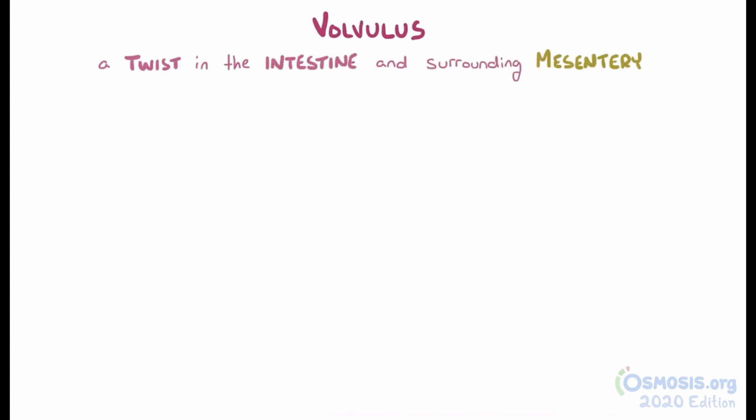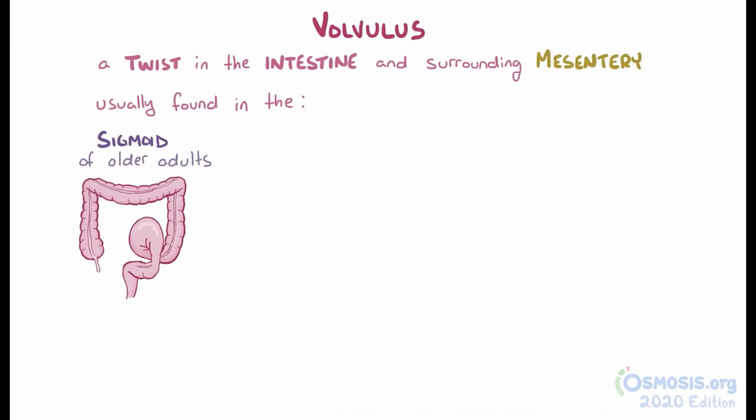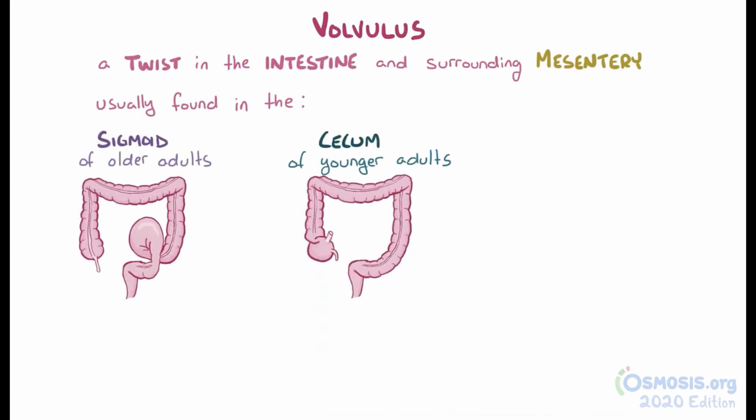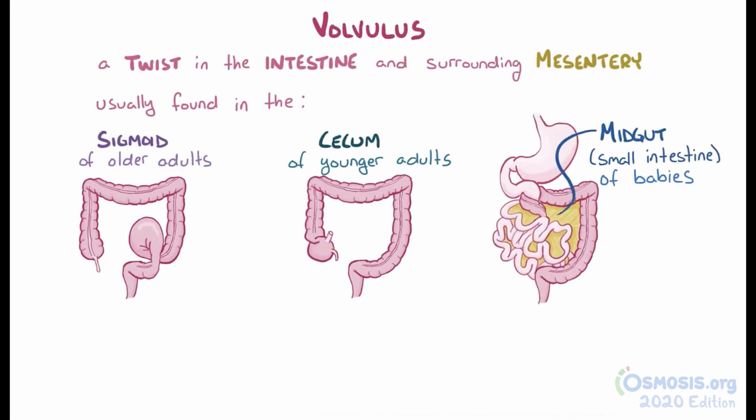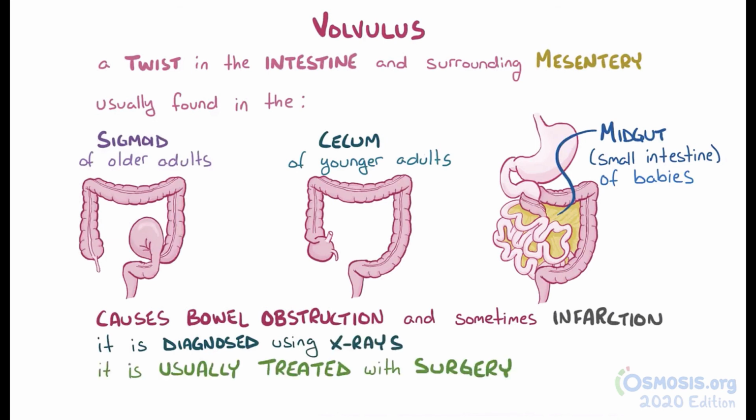Alright, as a quick recap, a volvulus is a twist in the intestine and surrounding mesentery, and it's most commonly found in the sigmoid of middle-aged and older adults, the cecum of young adults, and the midgut or small intestine of babies. Volvulus results in bowel obstruction and can sometimes cause infarction, or death of the bowel tissues. Volvulus is diagnosed using x-rays and is usually treated with surgery to remove part of the bowel and attach the bowel up against the intestinal wall.